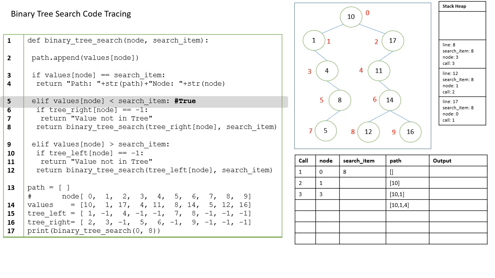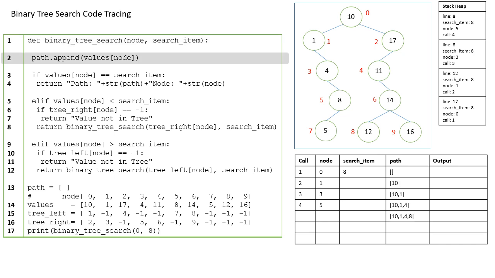So we skip to line 5 and we check to see whether our search item is greater than the value itself, which is true. We check to see whether the value for the tree right node is equal to -1, but it's not. So then we make a call to binary tree search. Going inside the function for the fourth time, we then add the value. So the value we're adding here at reference node 5 is the value 8.